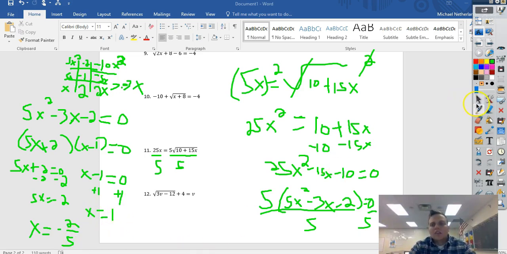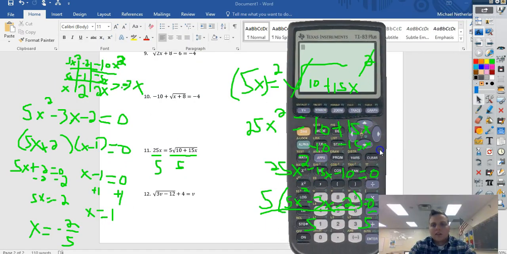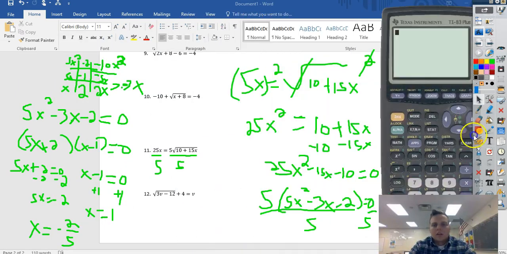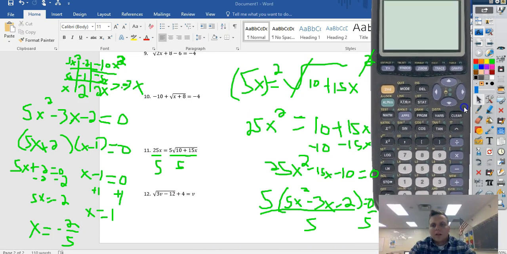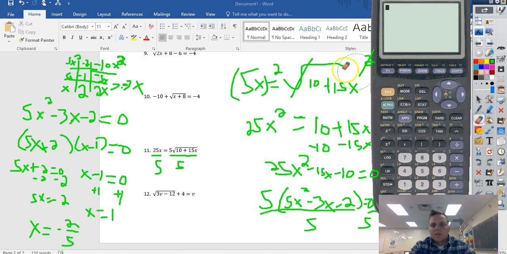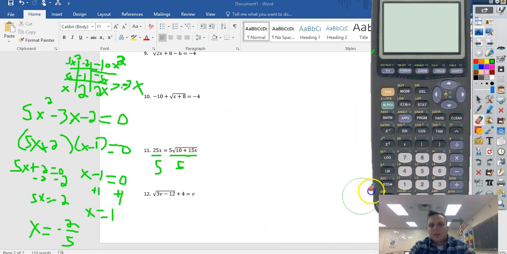Let's use our calculator to check to see if either one's extraneous. Okay, so I'm trying to move this to where I can see it a little bit better. Well, we're just going to have to erase some stuff. Hopefully I already wrote everything down.